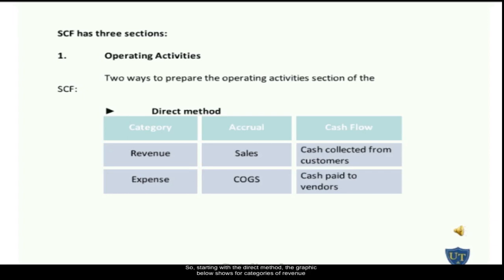So starting with the direct method, the graphic below shows four categories of revenue and expense. On an accrual basis, as we think about revenue, it's sales based on the revenue recognition criteria. And the cash flow that we want is cash collected from customers. For expenses, an example would be cost of goods sold, which is the accrual concept of the cost of inventory used up in the production of sales. On a cash basis, we would want cash paid to vendors.